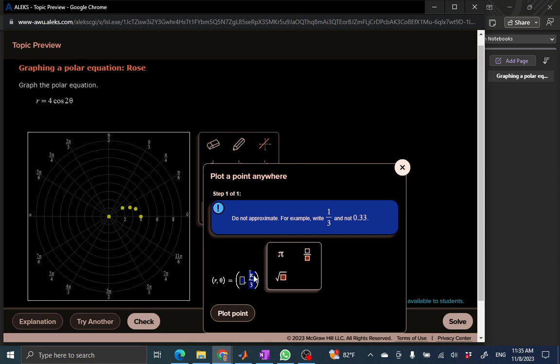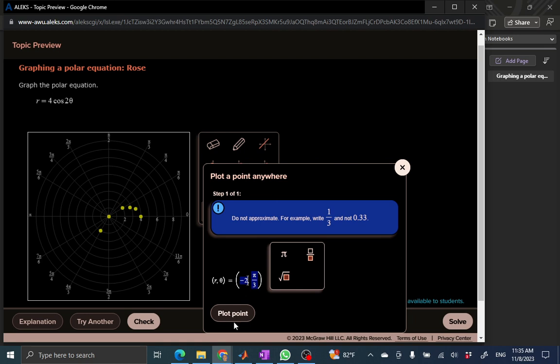So the angle was pi third. Double of that is 2 pi third. Cosine of 2 pi third is minus a half. Multiplying it by 4, I will have minus 2 here. So that's our next point.